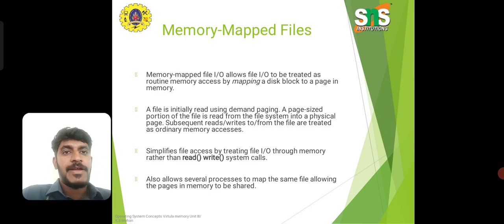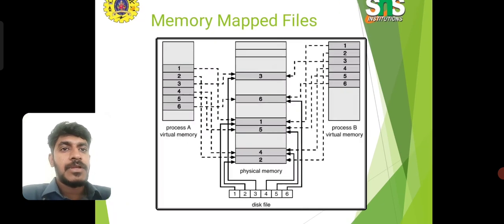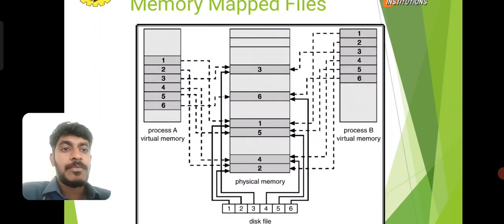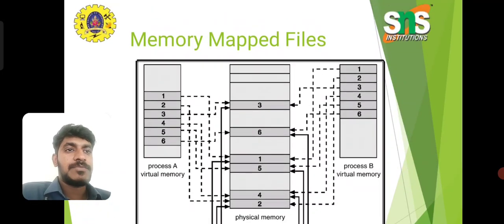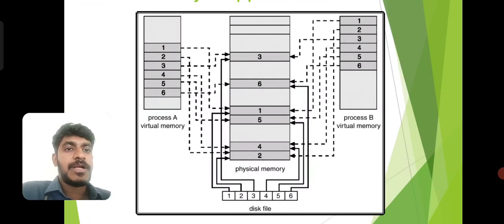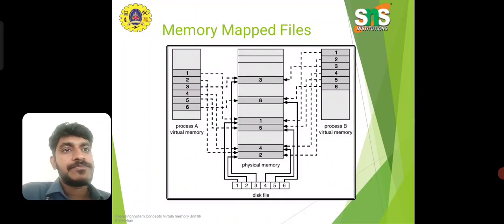Memory mapped files simplify access by treating file input and output through memory rather than read and write system calls. It also allows several processes to map the same file, allowing the pages in memory to be shared. In this picture we can see process A virtual memory, physical memory connected to the disk file, and process B virtual memory, all connected together for the memory mapped files.